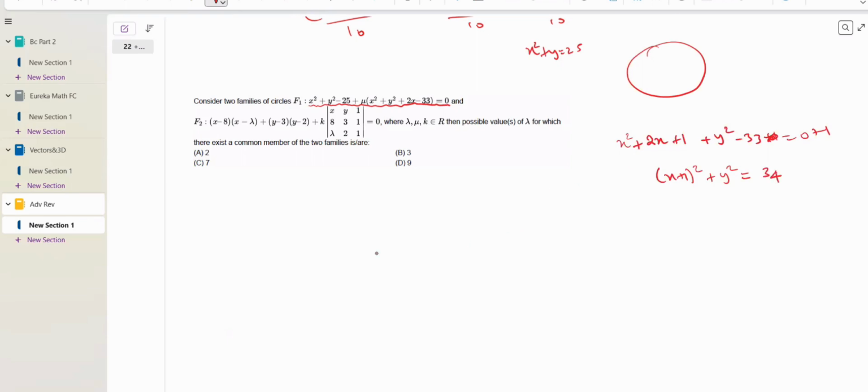Okay, so family 1 was about a circle with center at origin and radius 5 units. And family 2 is centered at minus 1 comma 0 and radius being root 34 units. So root 34 is close to 6. Okay, but this is 5. So it's close to 6, so a bigger circle. From minus 1 comma 0, if you move 6 units, you will go to 5. But if you're moving less than 6, that means the intersection happens before it. So somewhere here.